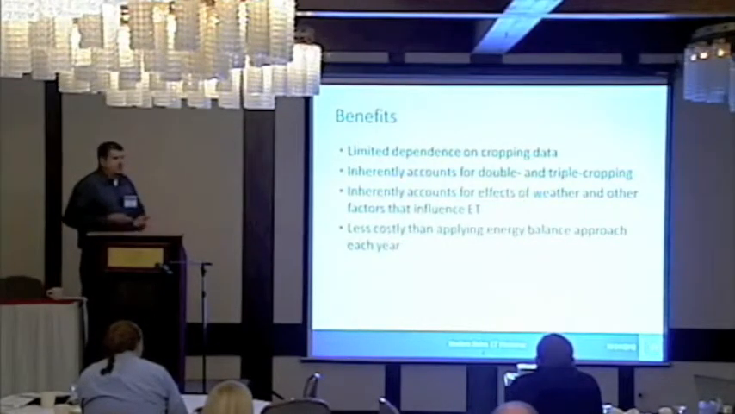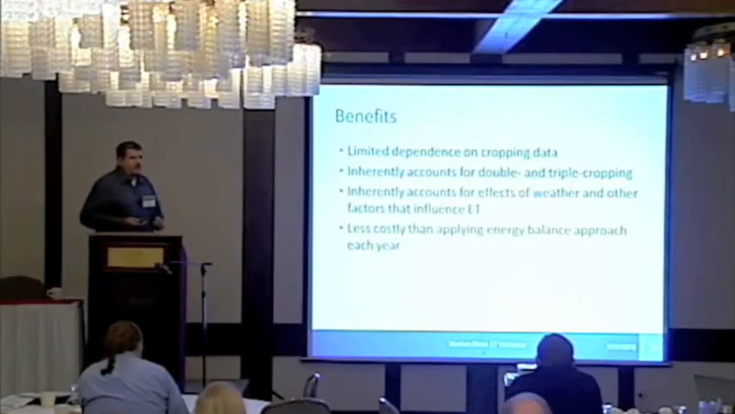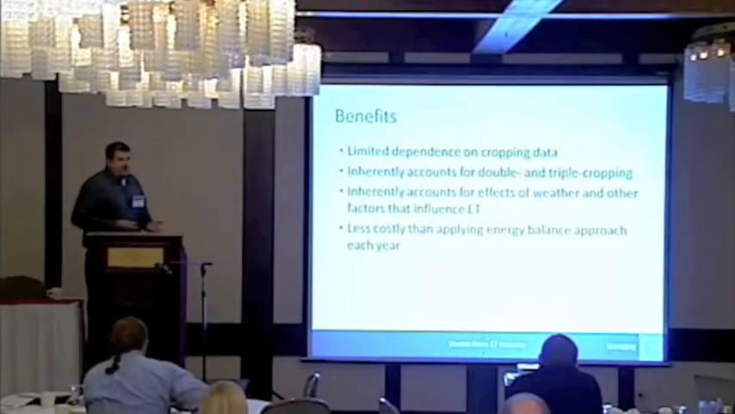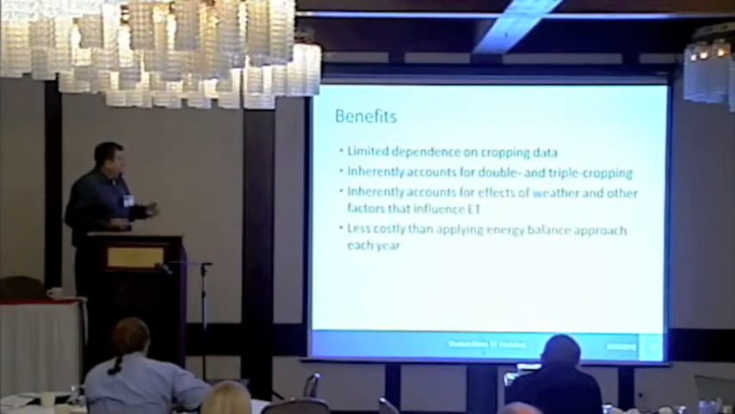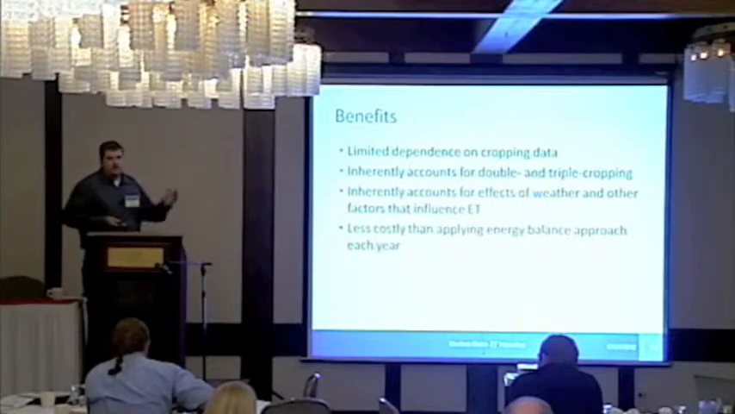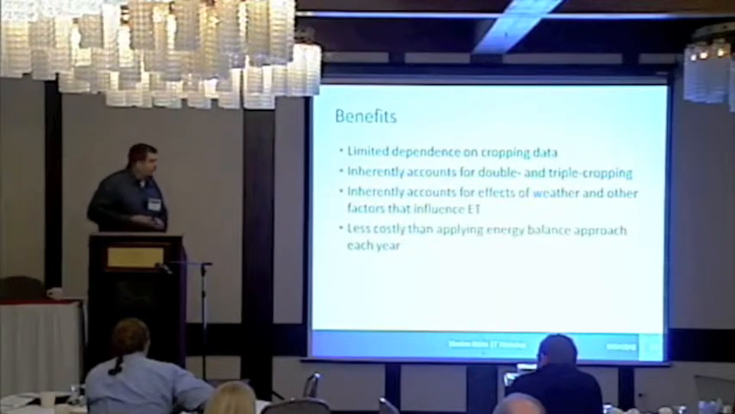Benefits of using this approach is that there's a limited dependence on cropping data. We're using the NDVI signature to help us estimate transpiration. So to the extent that cropping patterns or practices change from year to year, we're better able to capture that, inherently accounting for double and triple cropping. And by developing this relationship based on actual ET, to the extent that the stress conditions or whatever else is causing a departure from potential ET to actual ET is stable over time, this relationship should be applicable over time. Another benefit is it's less costly than applying an energy balance approach each year.